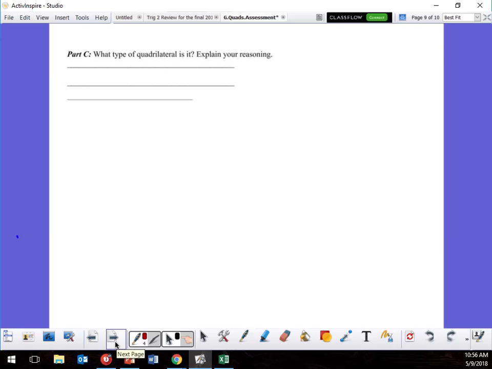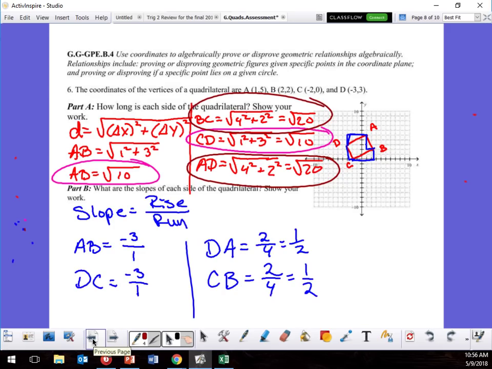What's down below a parallelogram? A rectangle. Give me a property of a rectangle that I could check here. 4 right angles. We could check for right angles, right? Okay, so now let's look at the slopes to figure out if it has right angles. Here are the slopes right here. If it's perpendicular, then the slopes have to be opposite and reciprocal.